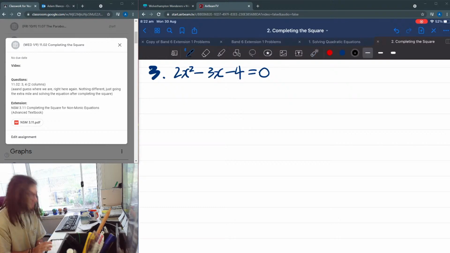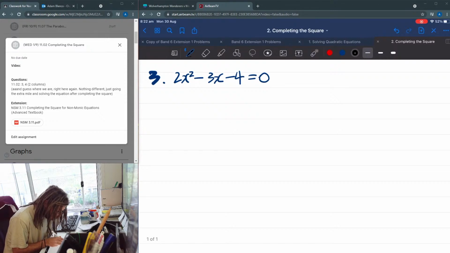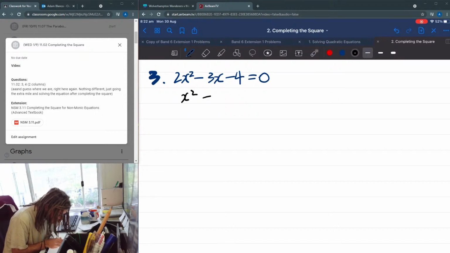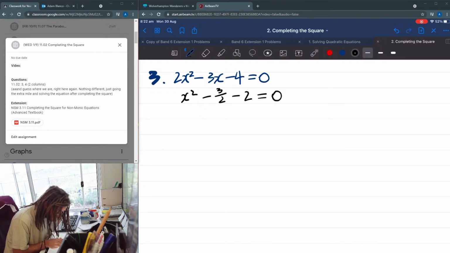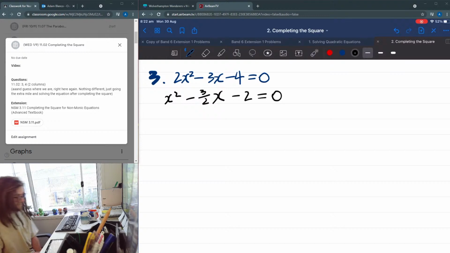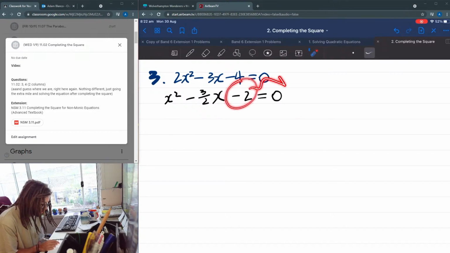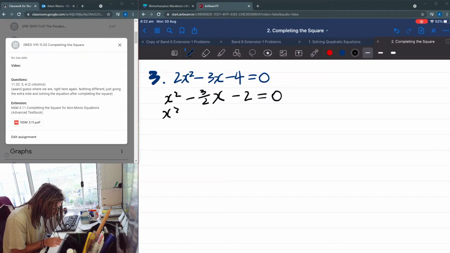Let's do it. All right, I'm going to divide everything by 2. So now I've got this. I missed my x. So now I've got this. Now, the first step: I'm going to move this over here, just move that out of the way. x squared, and leave a gap.